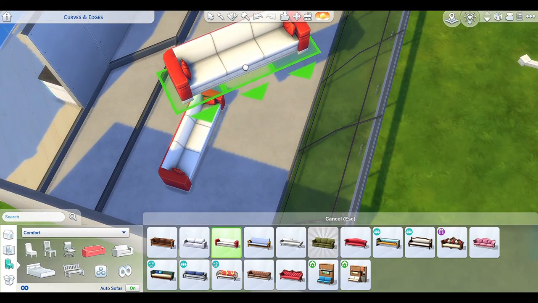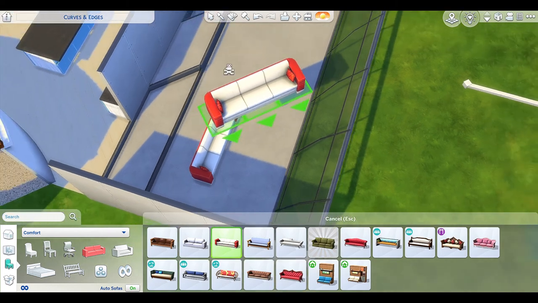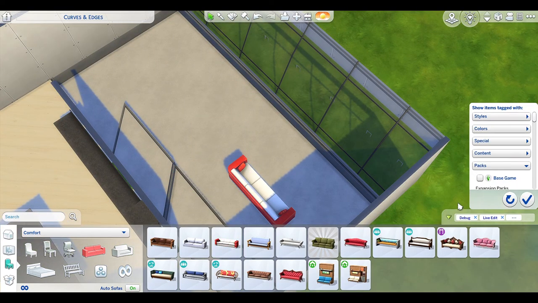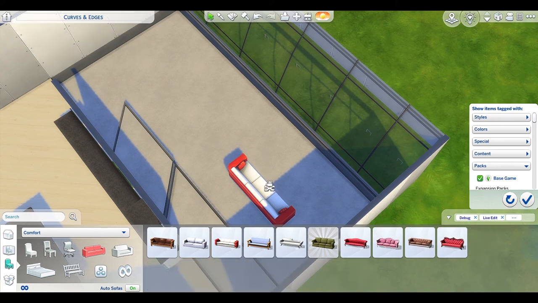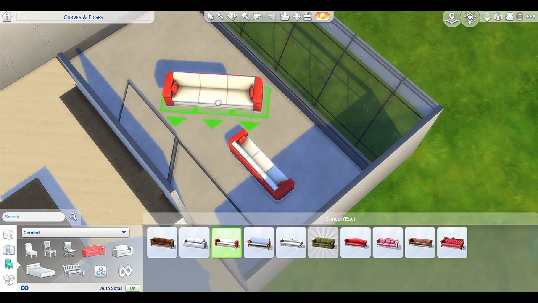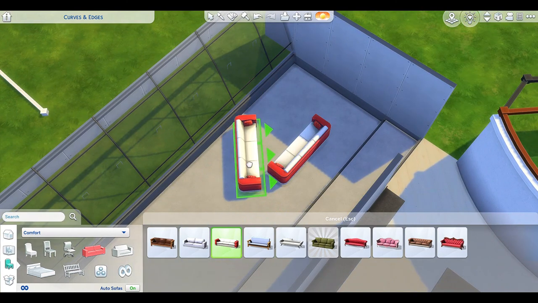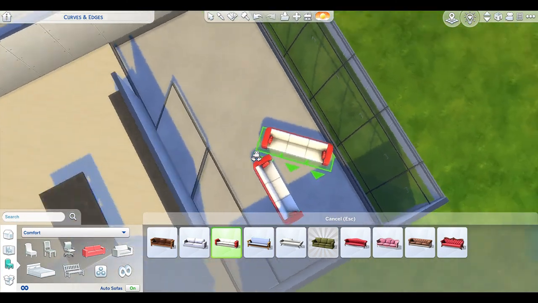Can you please? Why is this floating? And I messed up again. What the heck? Hello? That was weird.